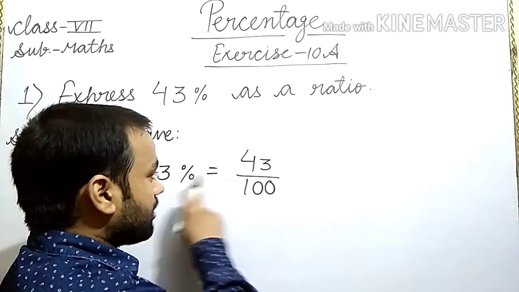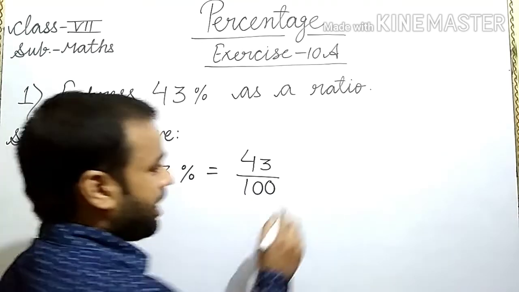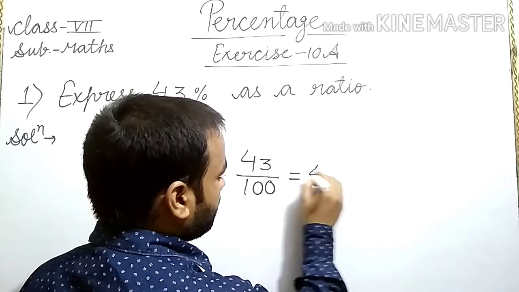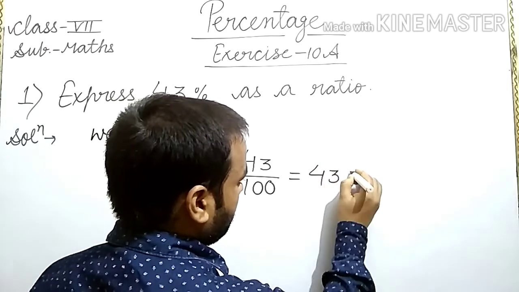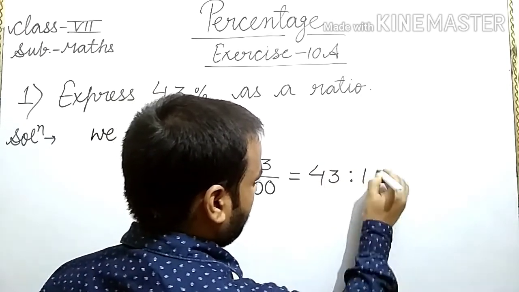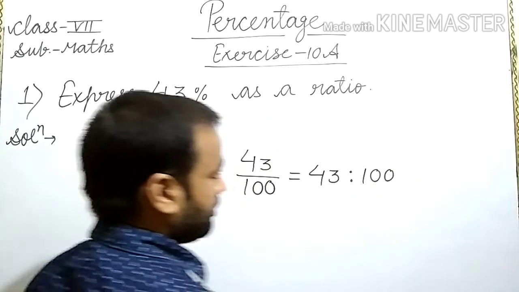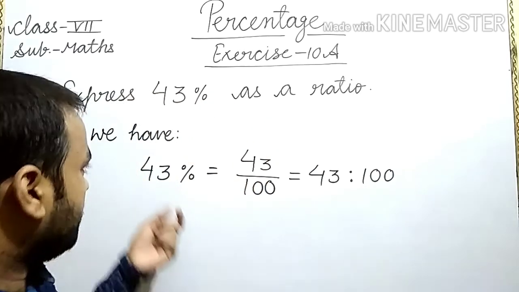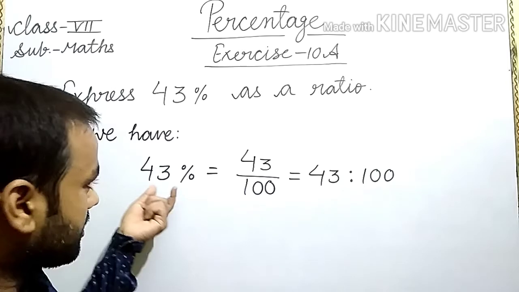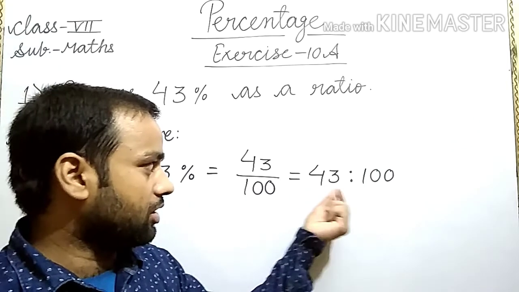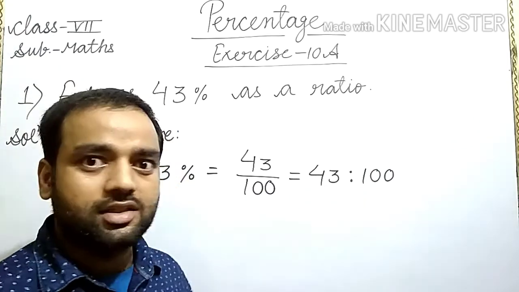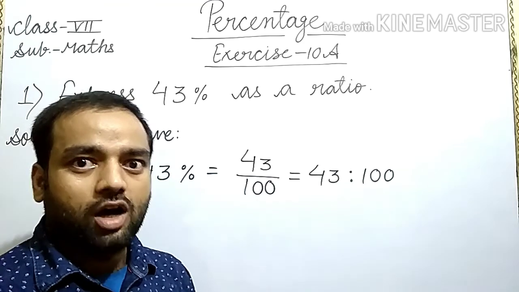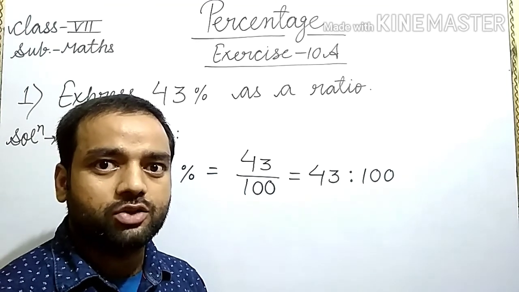The percentage is converted into a fraction and written as a ratio. The 43 is to 100. Lastly, we convert 43% into 43 is to 100. Is it clear? Now let us discuss question number 2.